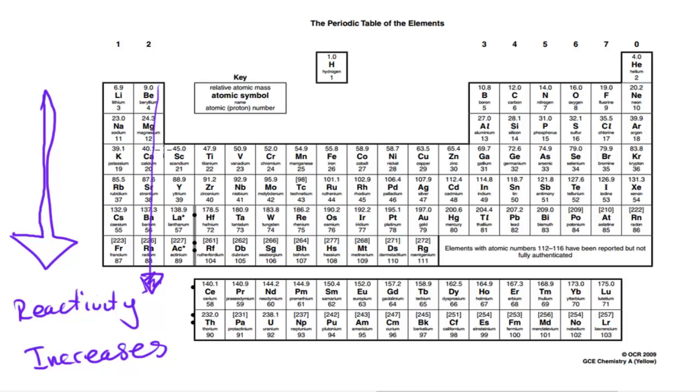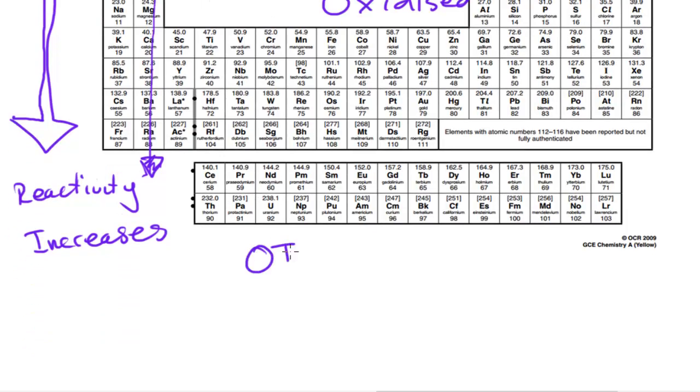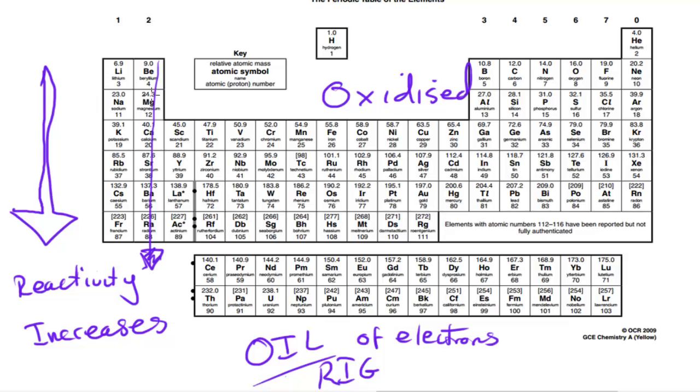Now, this is very significant because the group 2 elements, when they react, tend to be oxidized. And if you remember OIL RIG, oxidation is loss and reduction is gain. And so oxidation is loss of electrons. So what they tend to do when they react is lose electrons. And ionization energy is the energy required to remove some of those electrons.